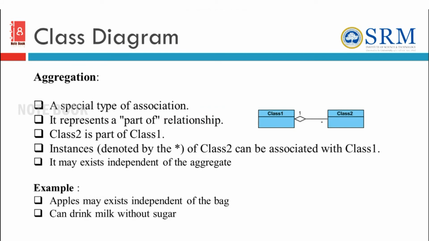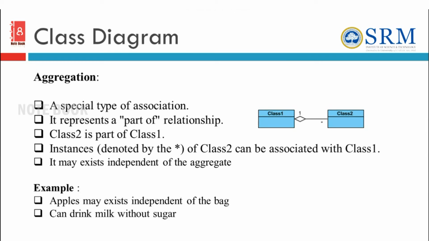The next one is aggregation. Aggregation is a special type of association. So it represents a part-of relationship. See here in this diagram, class 1 and class 2. Here class 2 is a part of class 1. So class 2 is associated with class 1. It's an instance of classes. So it is denoted as star, and it may exist independent of the aggregate.